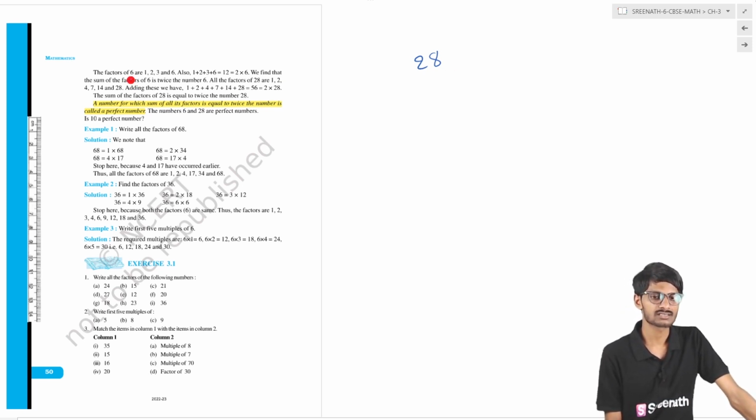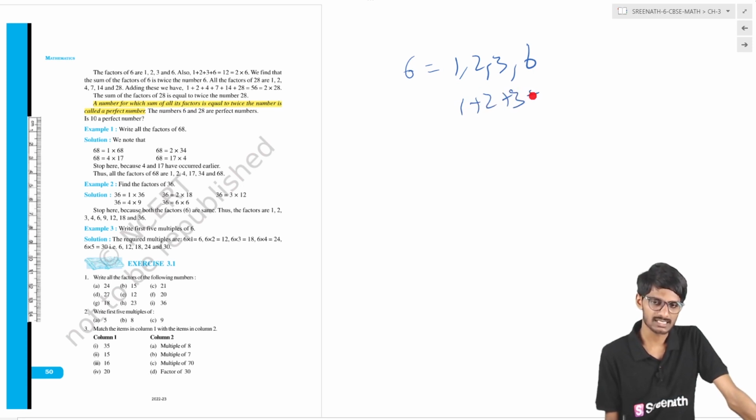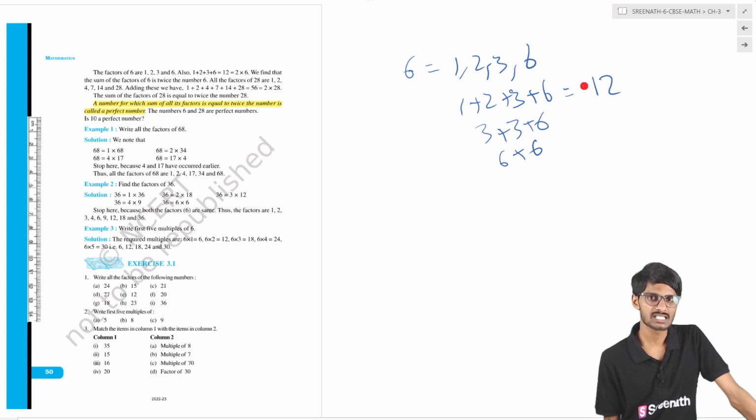Let me take the number 6 instead. What are the factors of 6? Those are 1, 2, 3, 6. All these are the factors of 6. What is the sum of these factors? That is 1 plus 2 plus 3 plus 6. So what is the value? 1 plus 2 is 3, 3 plus 3 is 6, 6 plus 6, finally 12. Okay students, the answer is 12. So the sum of factors is 12.